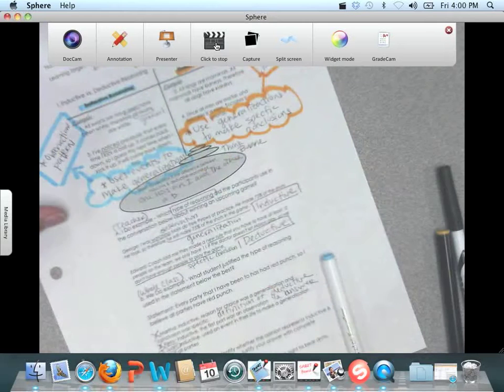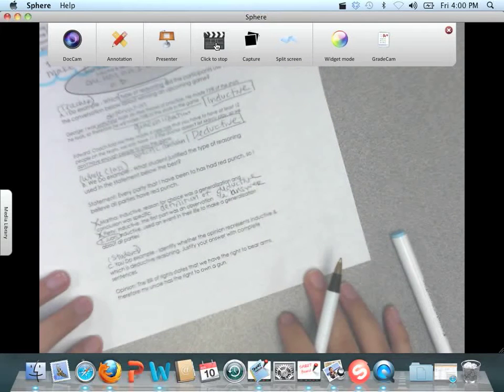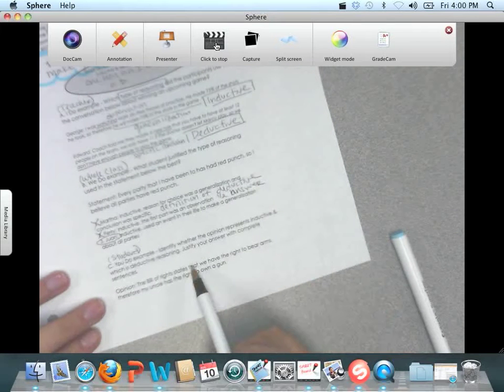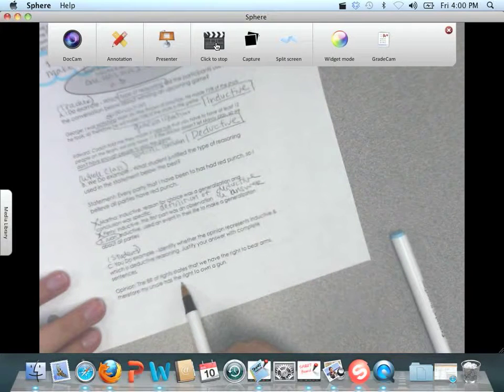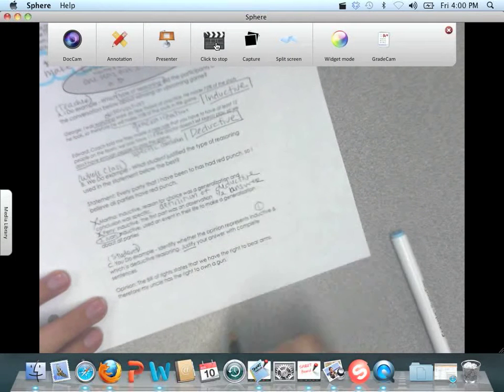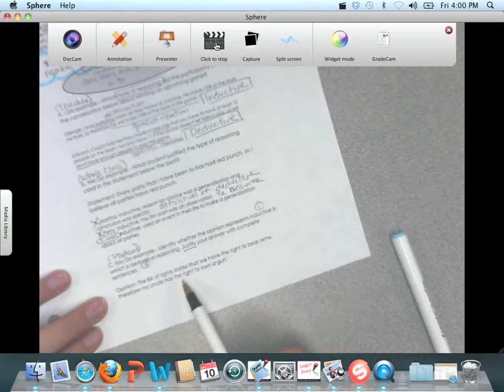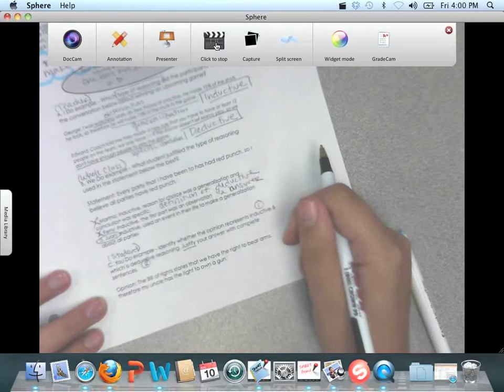All right? Now, the last step is for you to attempt one yourself. I want you to look at this opinion and justify what type of reasoning you use. So your choices, remember, are inductive or deductive. The opinion says, the Bill of Rights states that we have the right to bear arms. Therefore, my uncle has the right to own a gun. So I'm going to give you about 20 seconds to work on that one.